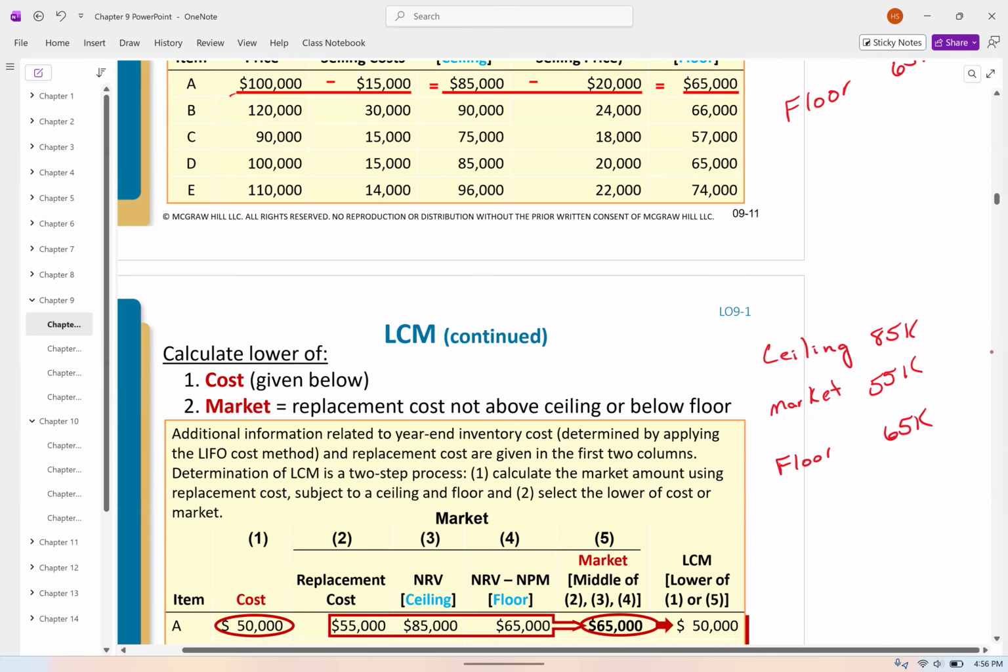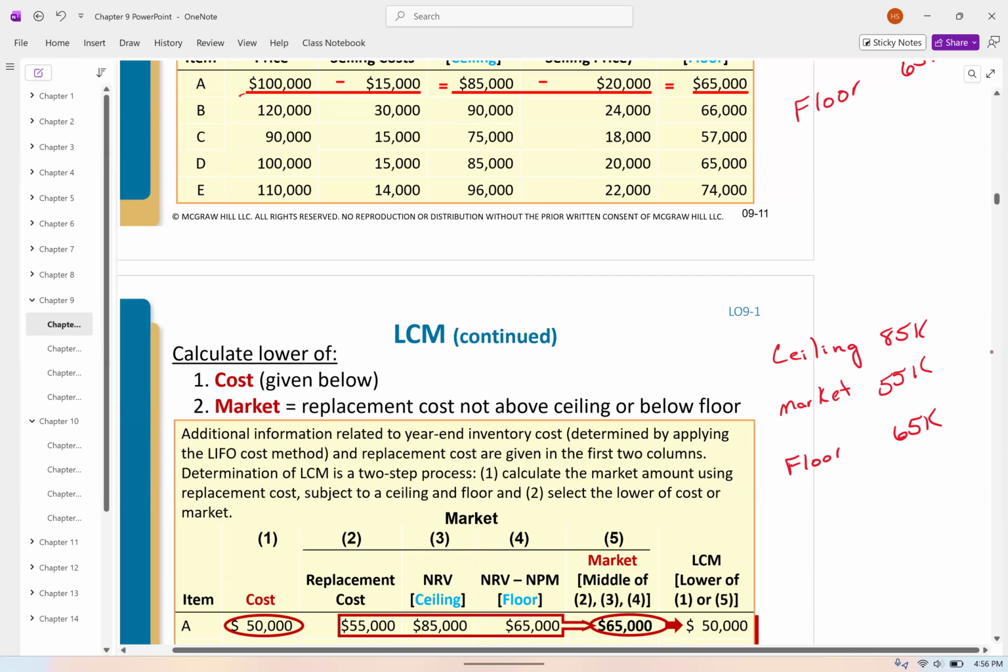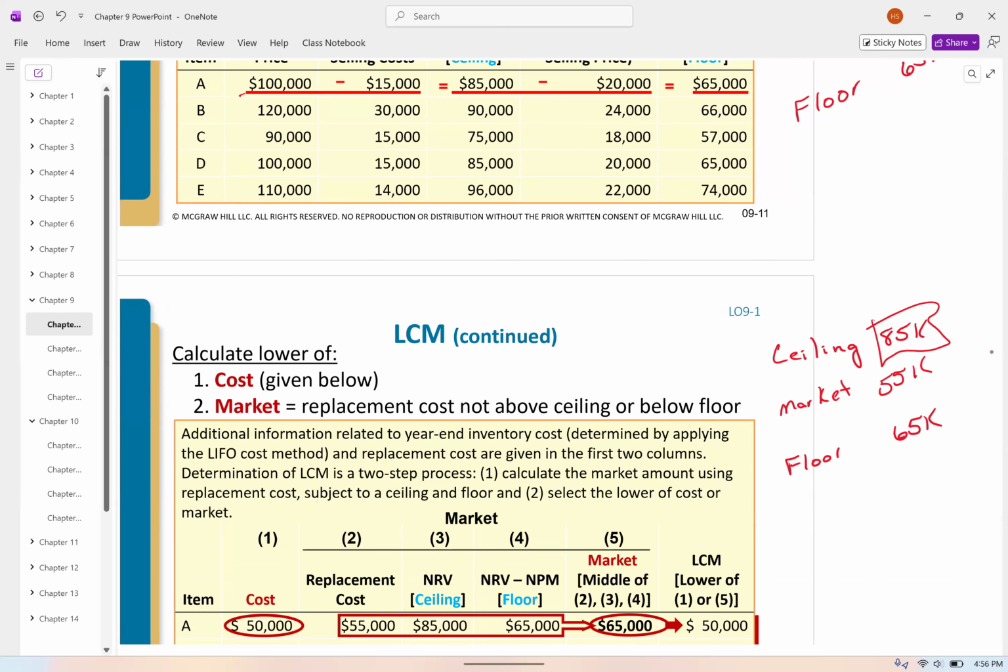Remember, cost is what we're carrying on our books. The easiest way for me to do this, I always like to find the highest number, find the lowest number, and there's my middle number, 65K. So that is my market. Well, I'm sorry. I told you market right here. I don't want to confuse you. That's replacement cost. Sometimes they use those synonymously.